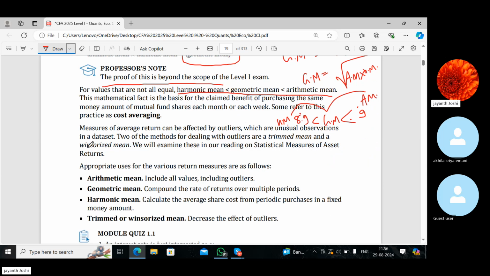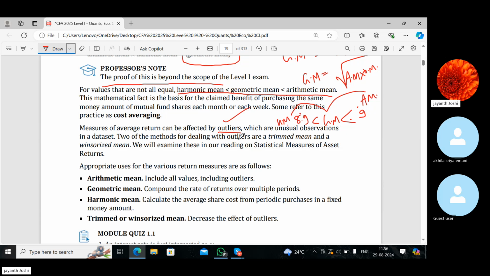Next comes measures of average return can be affected by outliers. I already explained in the previous class that the arithmetic mean gets distorted because of extreme observations or outliers, which are unusual observations in a data set. Of course, some four students got 5 lakhs, 6 lakhs, 7 lakhs, 8 lakhs package, but the last one got a 1 crore package. It was an unusual observation.